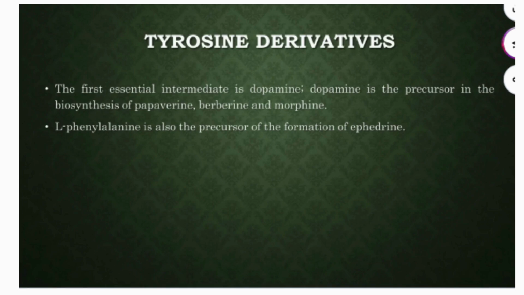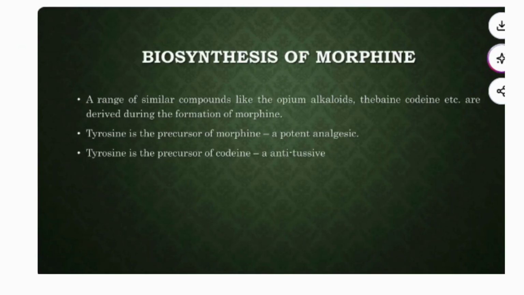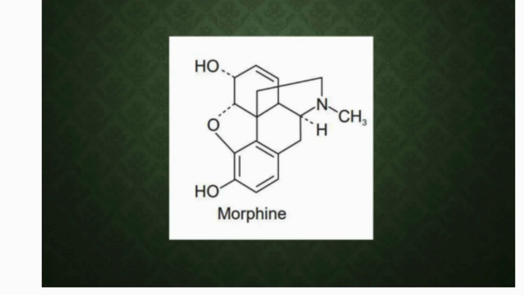Tyrosine derivatives. The first essential intermediate is dopamine. Dopamine is the precursor in the biosynthesis of papaverine, berberine, and morphine. L-phenylalanine is also the precursor of the formation of ephedrine. Biosynthesis of morphine: a ring of similar compounds like the opium alkaloids, thebaine, codeine, etc. are derived during the formation of morphine. Tyrosine is the precursor of morphine, a potent analgesic. Tyrosine is the precursor of codeine, an antitussive.